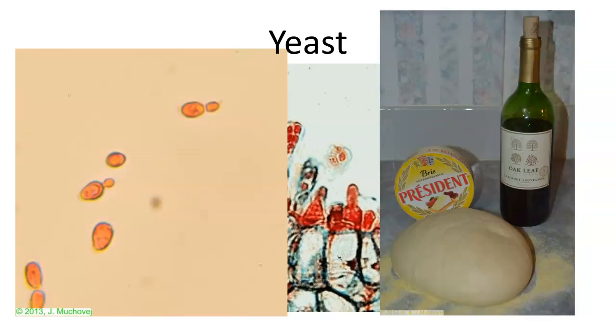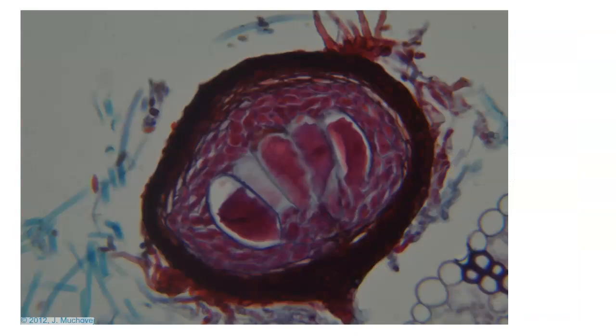And out of yeast, we get things like, what is this? We've got bread, we've got wine, and all of these things come from yeast. This is a cleistothecium, and you can see the asci on the inside of it. And you can see how it's really made up of different fungal tissues.